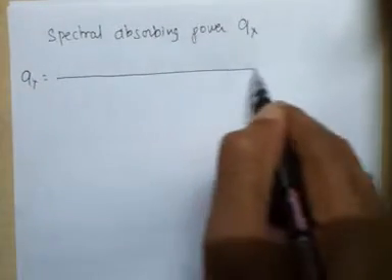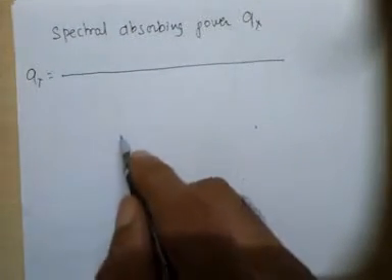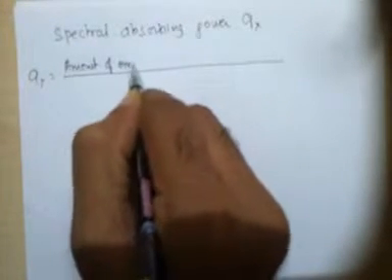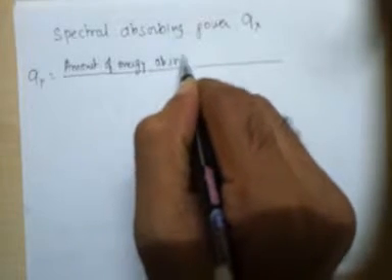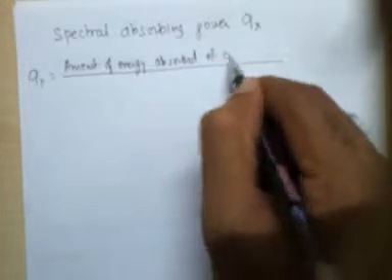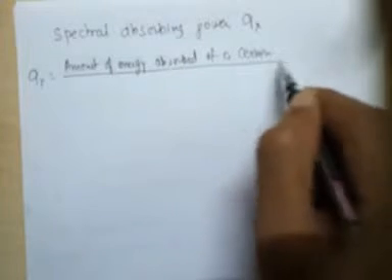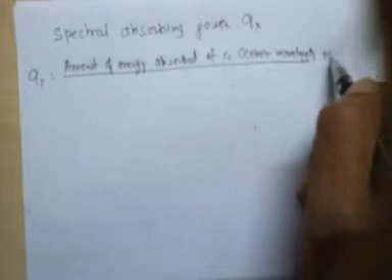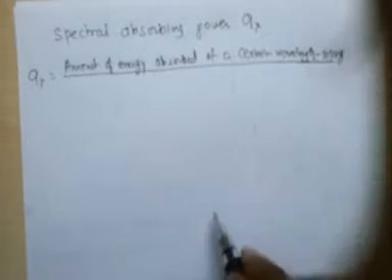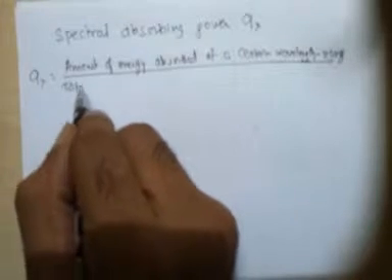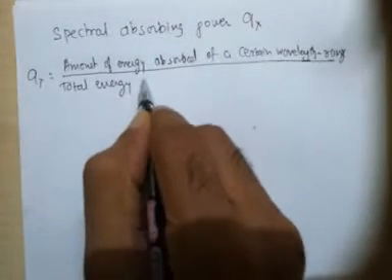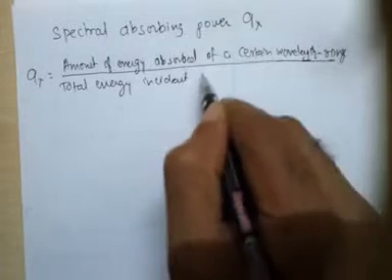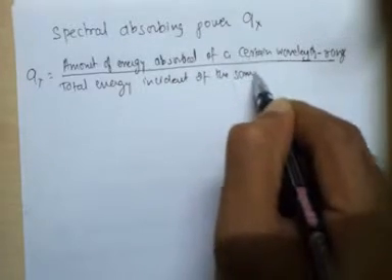A lambda is given by, right? It's again a ratio. It's a ratio of the amount of energy absorbed of a certain wavelength range to the total energy incident of the same wavelength range.